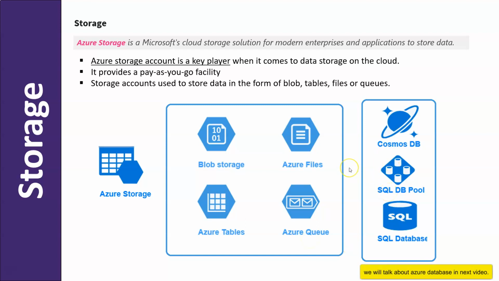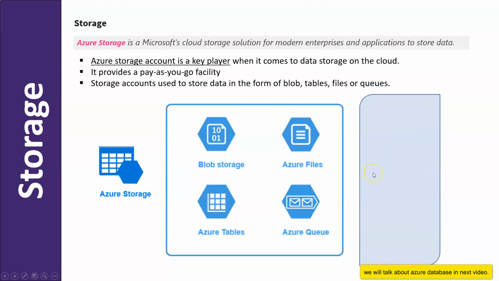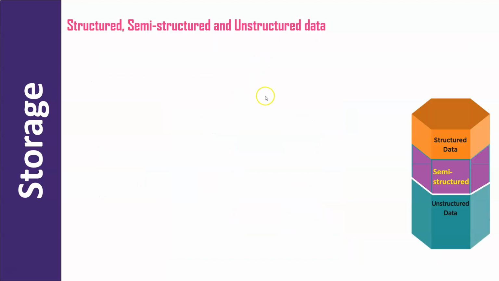Alright, now here we are talking about the storage, so we are not going to talk about the database. We'll discuss the Azure database in the next video, but here we'll talk about the Azure storage types. Microsoft provides different storage types to keep the different types of data. Now let's talk about the types of data. Primarily we have three types of data: structured data, semi-structured, and unstructured data.